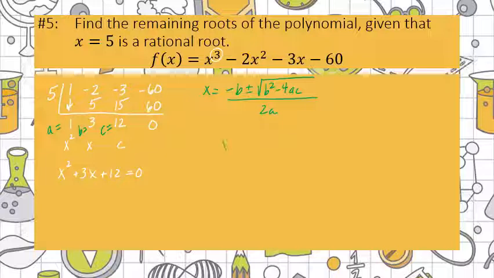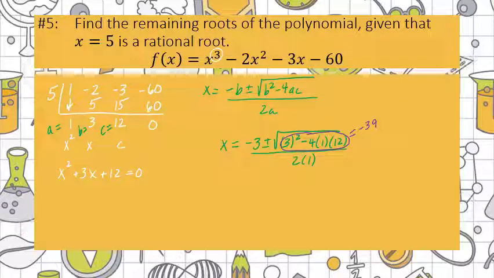So I have -b. b is positive 3, so it changes signs to negative, plus or minus the square root of 3 squared minus 4 times 1 times 12, and that's all over 2 times 1. The next thing that I would do is take everything that's under the radical and put it into your calculator to figure out what it gives you. When you put that into your calculator, it gives you -39.